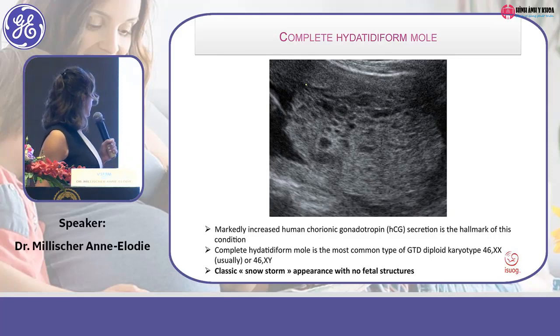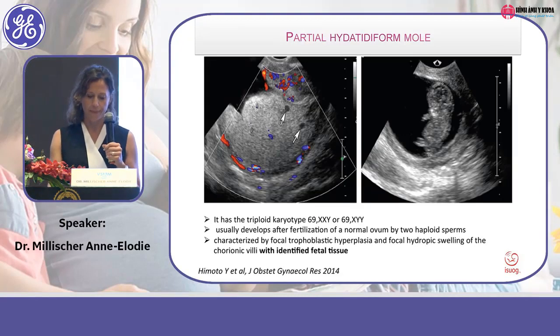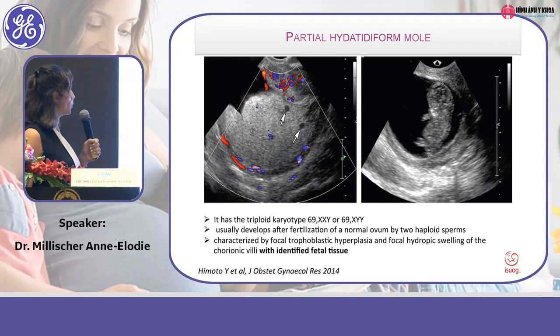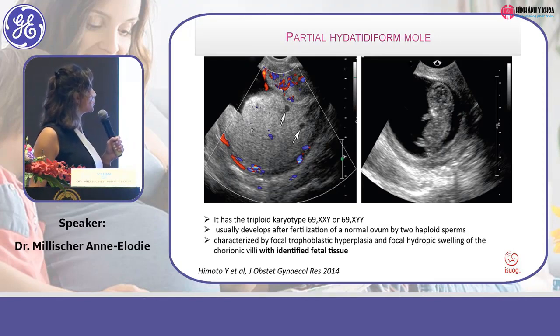And it is correlated with a markedly increased HCG, human chorionic gonadotrophin. Và cái đặc điểm mấu chốt của cái bệnh lý này nó sẽ tăng beta HCG rất là cao. And it relies this classical snowstorm aspect. Và đó là những cái nang, cái vesicle, cái đặc điểm của cái thai trứng. It could be partial, and what we have to know when there's a partial hydatid-form mole is that there is an association with the triploid karyotype in the fetus.